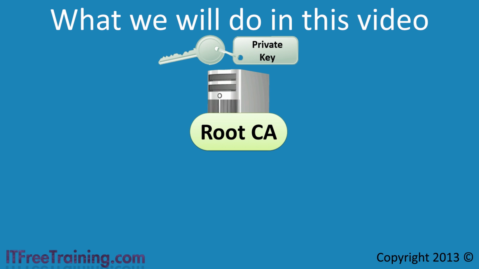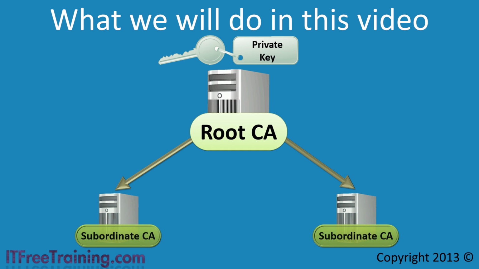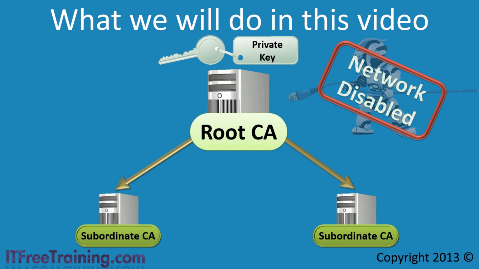In order to help protect the root CA, subordinate CAs are created which issue certificates directly to the clients. Once these subordinate CAs have their certificates, the root CA is not needed. For this reason, in this demonstration, I will use a server that does not have a network adapter connected to the network. It is completely isolated from the network and thus protected. In a later video, I will install the subordinate CAs.